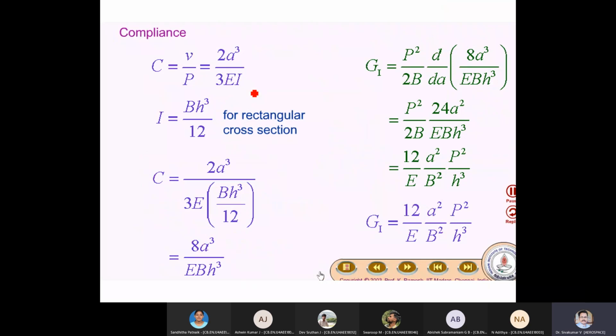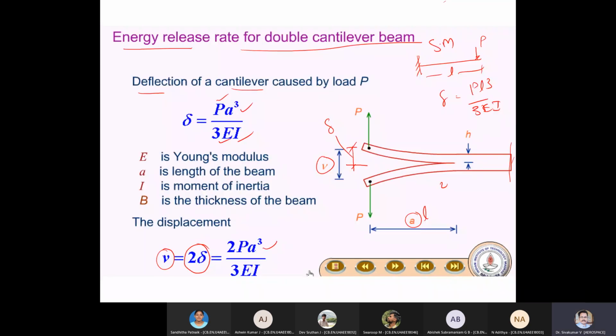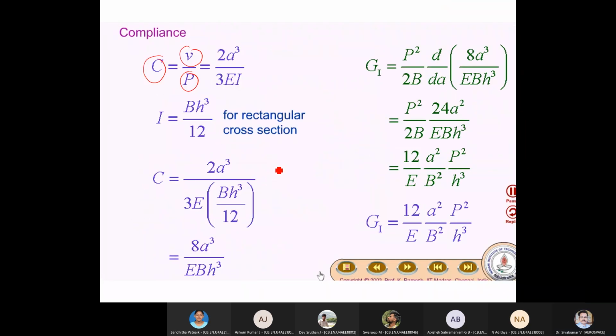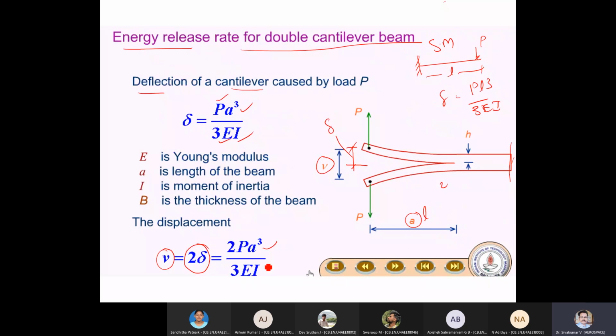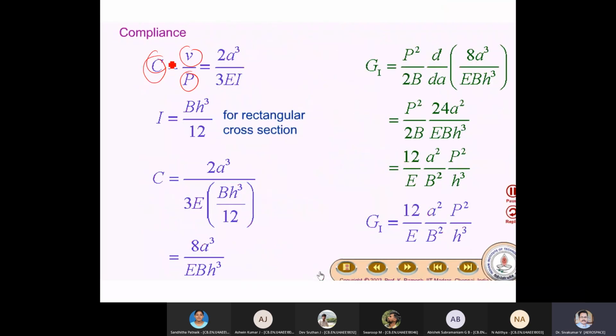Now, compliance approach. What is C? V by P. If I do so, P will get cancelled. A cube by 3EI. What is that? Compliance. For a cantilever beam, what is my I, moment of inertia? You know very well, BD cube by 12. So here, BH cube by 12. This is my cantilever.